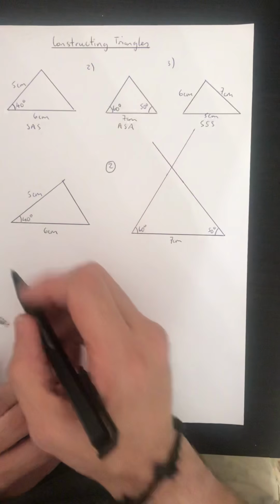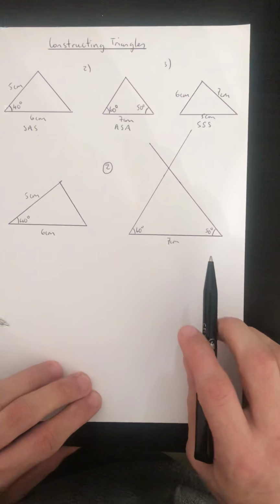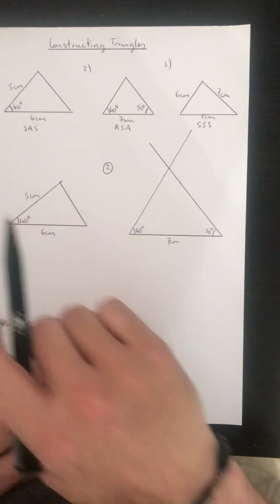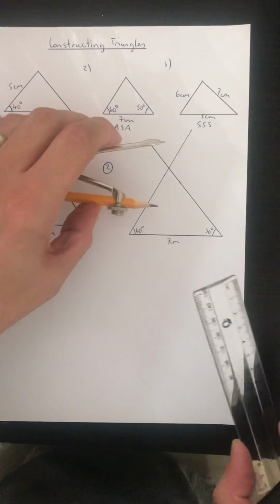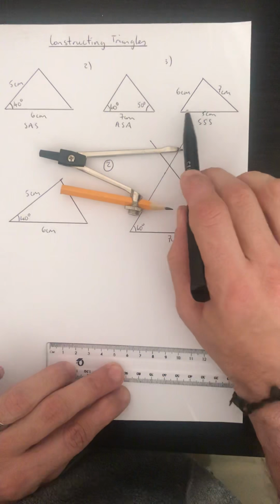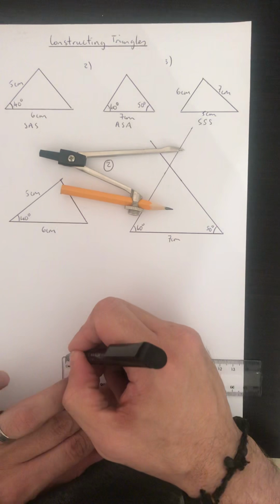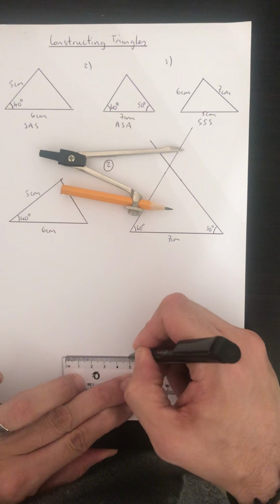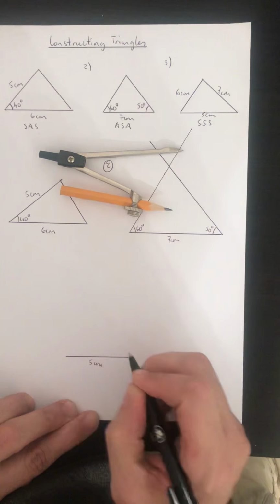Right, the last one, number 3, is where we're given all three sides and we don't know where the angle is, and this is the one that people forget how to do. You actually need to use a compass to do this one. So we start off in the same way as the other two. We draw the bottom line, which is 5 centimeters. So I draw my starting line of 5 centimeters. I'm going to label that again.